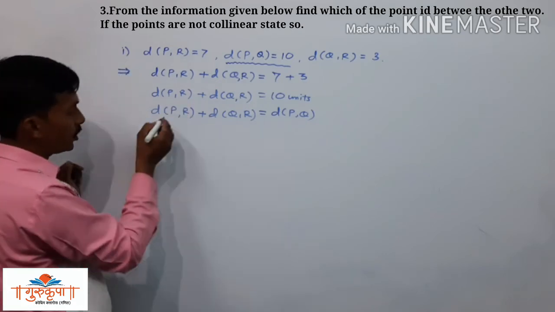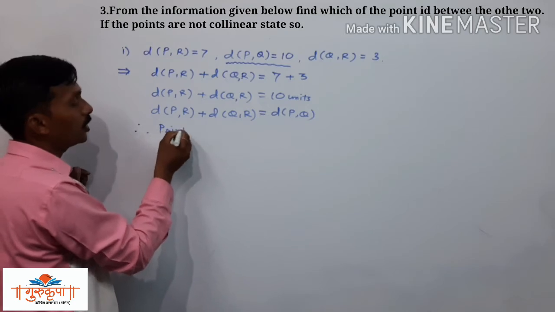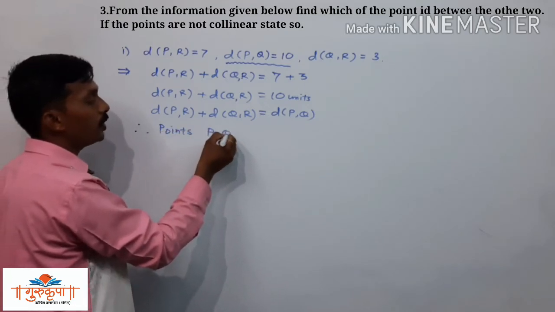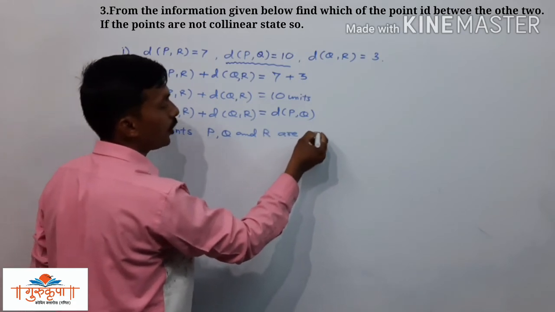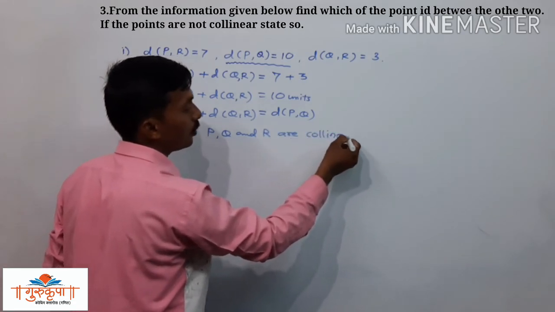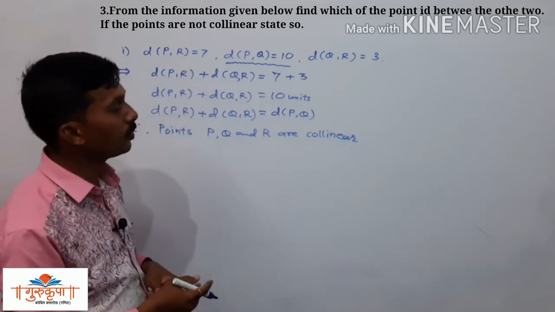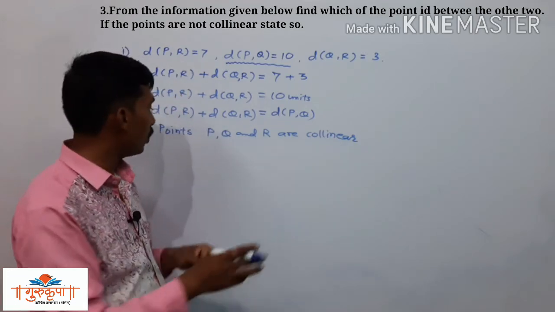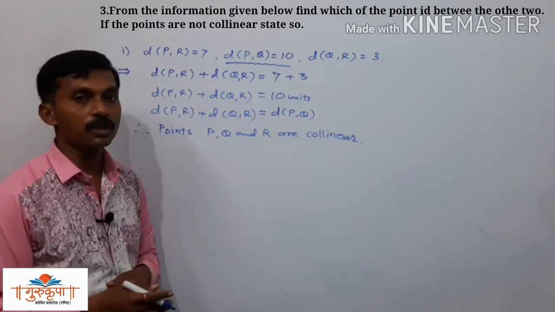So here we can first write points P, Q and R are collinear. Why are the points collinear? Because we proved that the sum of any two distances is equal to the third one. So all the given 3 points P, Q and R are collinear.